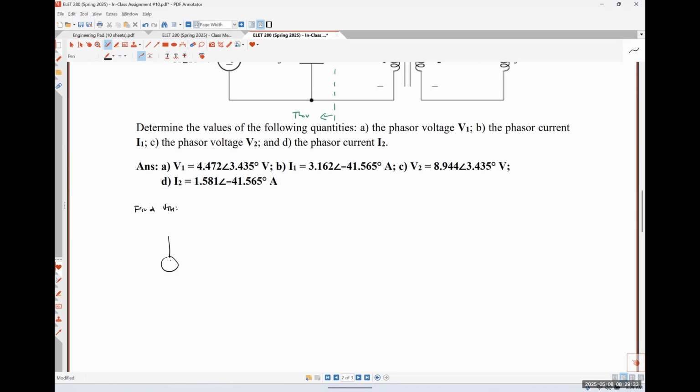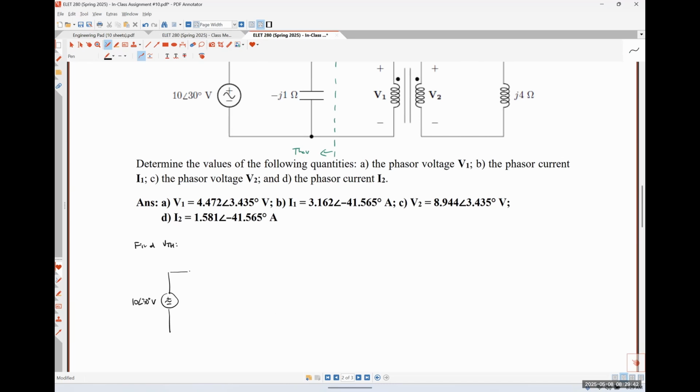So I've got my 10 angle 30 degrees voltage source in series with a 2 ohm resistor in series with a minus J1 ohm capacitor. And when I'm finding Thevenin voltage, I am finding the open circuit voltage. So I'm just trying to find the voltage drop across those two terminals I get when I essentially disconnect that network to the left of the green line from the rest of the network. So how could I find this voltage VTH?